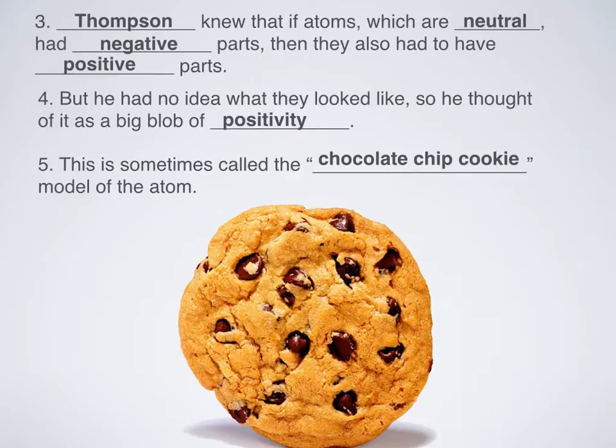The only other logical leap for Thompson to make is that we know that atoms are electrically neutral. So that means that if there are negative particles in them, they also had to have positive parts. Now, he didn't have any idea what these positive particles looked like because he was only seeing a thin beam of electrons. So instead, he liked to think of it as a big blob of positivity. And so sometimes this is called the chocolate chip cookie model of the atom.